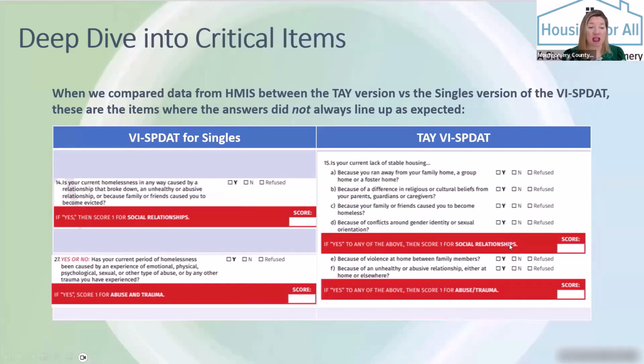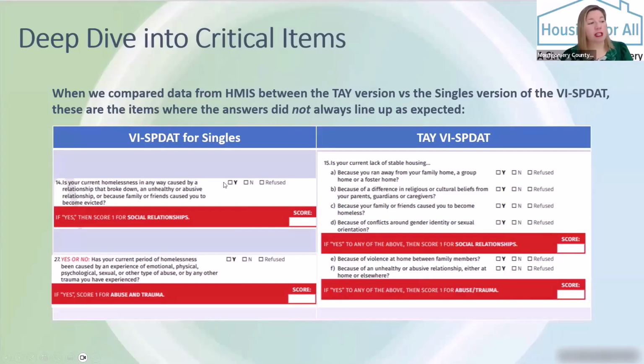And as you can see, just like in the full SPDAT, the VI-SPDAT is broken up into domains. So I did not say these are the domains. This is from OrgCode. So OrgCode is saying 14 is about social relationships on the standard version, and then 15, A through D, is about social relationships on the TAY version. And then same thing, 27 is about abuse and trauma on the standard VI-SPDAT, and then it corresponds to E and F on the TAY version of the VI-SPDAT.